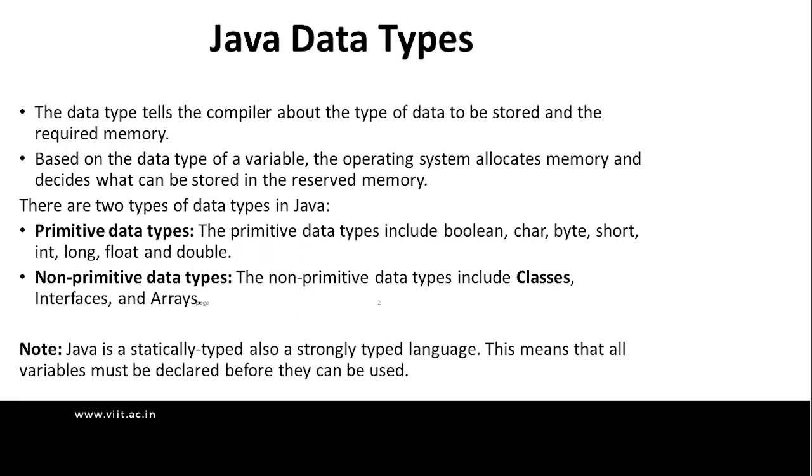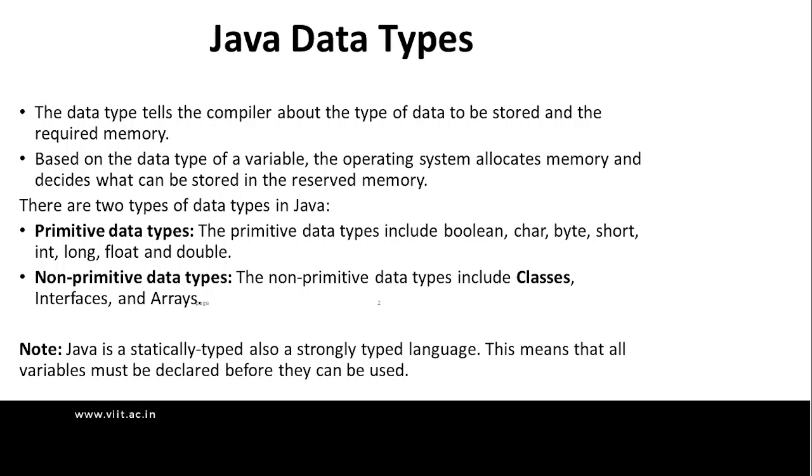Java data types. The data types tell the compiler about the type of data to be stored and the required memory. Based on the data type of a variable, the operating system allocates memory and decides what can be stored in the reserved memory.